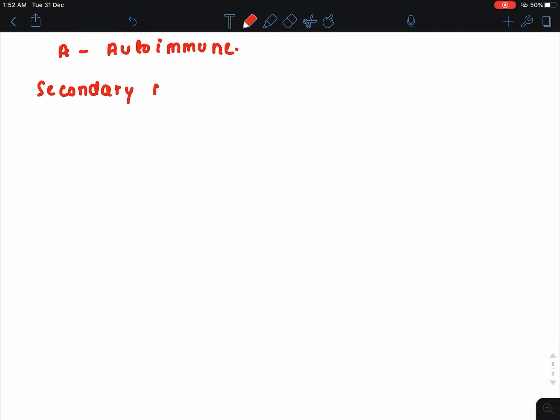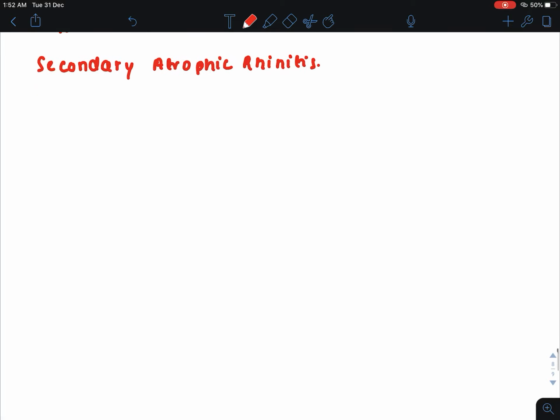Secondary atrophic rhinitis. In secondary atrophic rhinitis, the causes are very much known. It is secondary to some destructive granulomatous condition of the nose, such as leprosy, rhinoscleroma, systemic lupus erythematosus, syphilis.